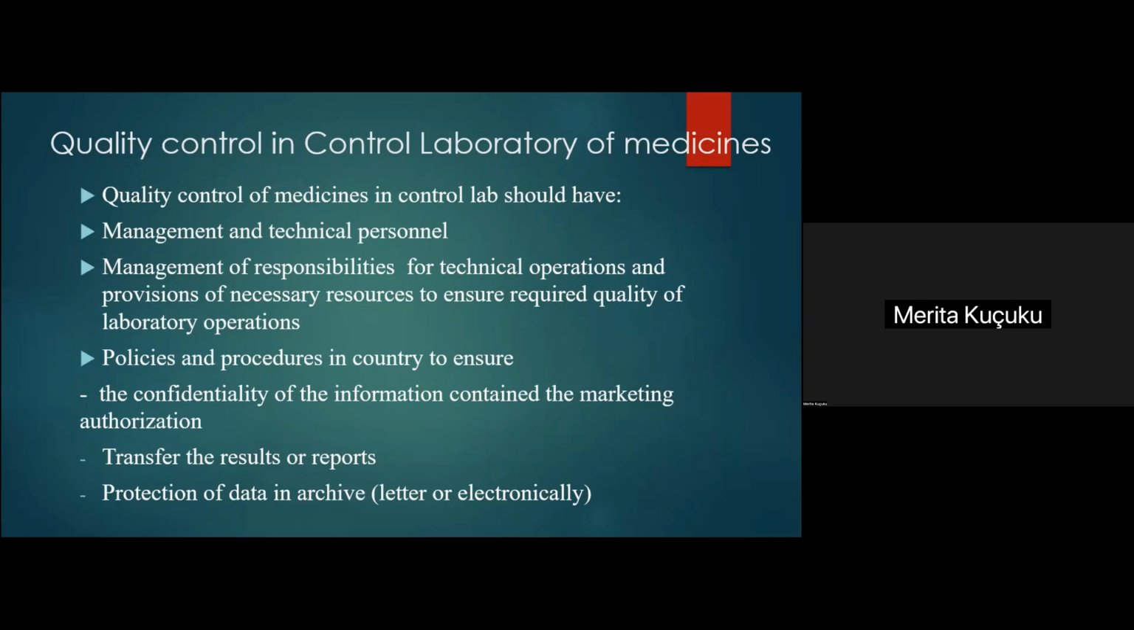Why is it necessary to have management and technical personnel? Personnel in a laboratory for quality control of medicines, which we are talking about, is very important because personnel is one key point for good results in laboratory control.